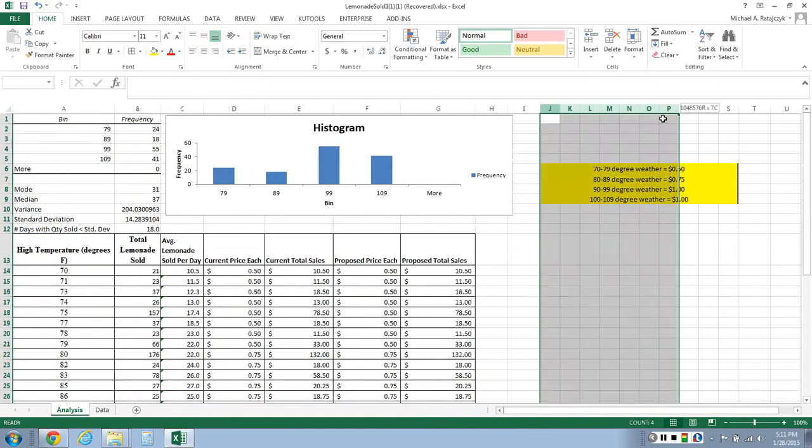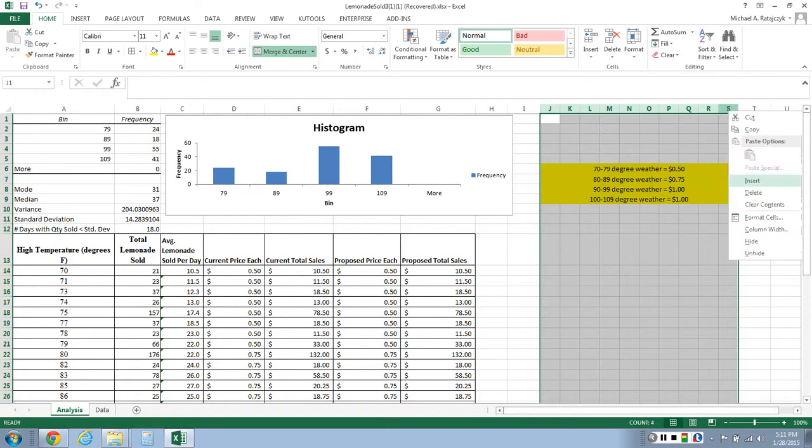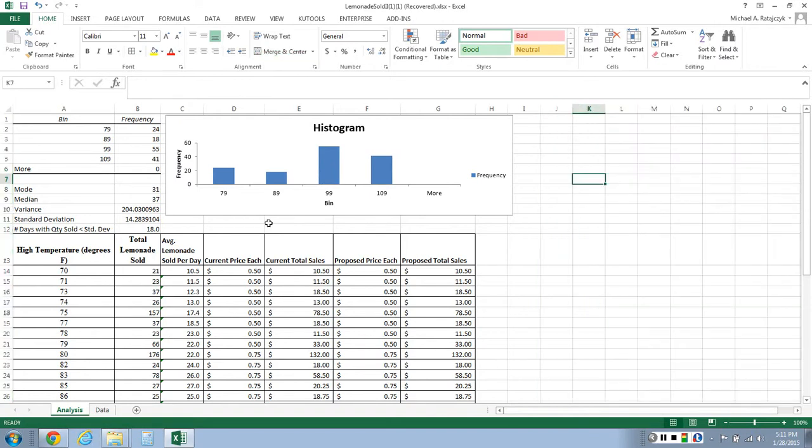Let's clean this up. We don't need this anymore. That's what I was saying before. Going forward, clean up stuff you don't need in your sheet. Make it look a little more professional. Variance, let's just put that as a whole number. Standard deviation, let's look at that as 2 digits. And days of quantity sold, let's not show any decimals.